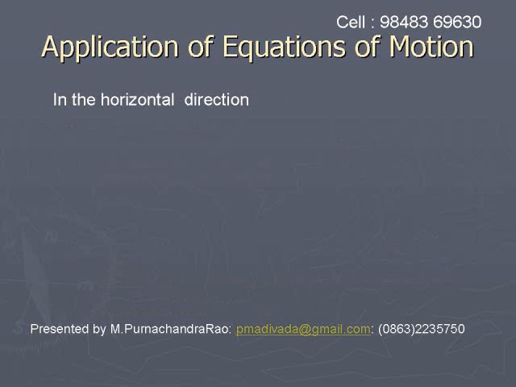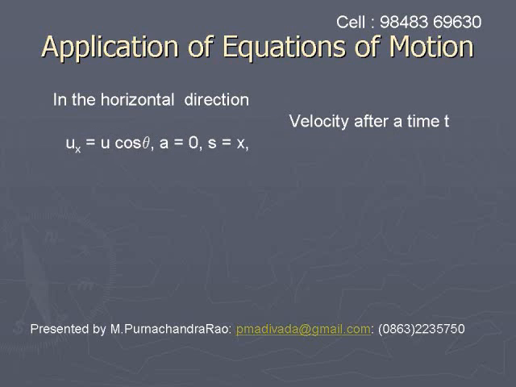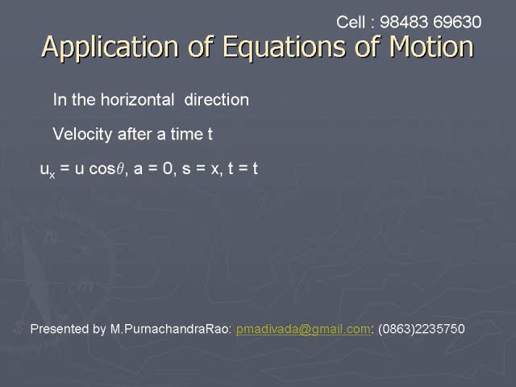Application of equations of motion in the horizontal direction, that is along x-axis. Let us calculate velocity after a time t and displacement after a time t. In the horizontal direction, initial velocity ux is equal to u cos theta, acceleration a is equal to 0, displacement s is equal to x after a time t is equal to t, and velocity is vx.